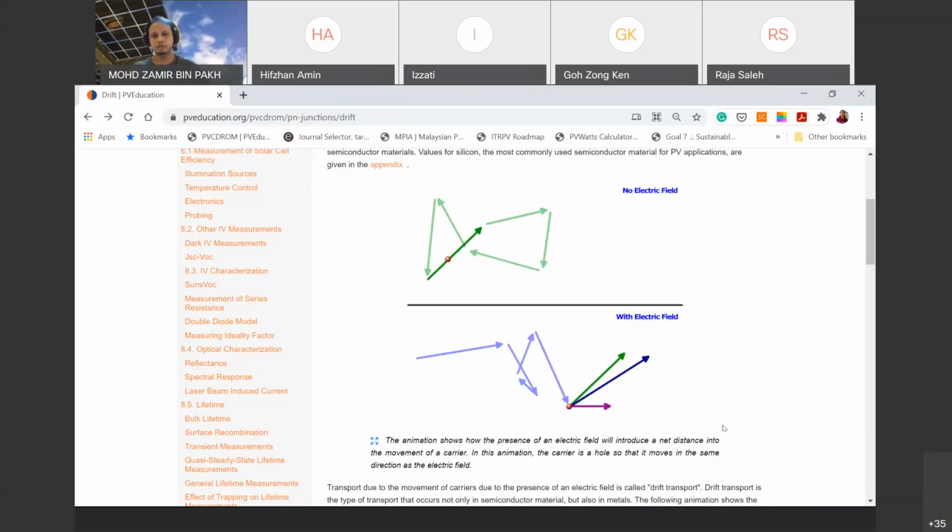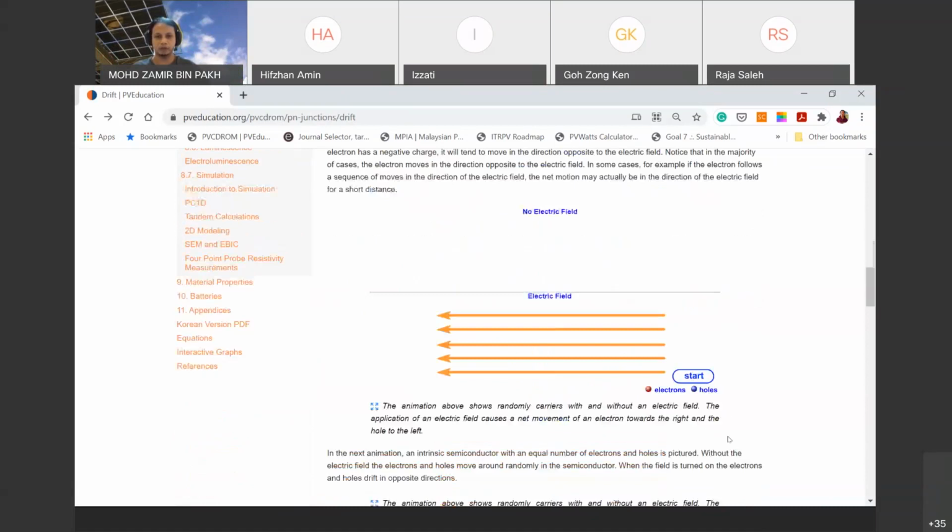So this is very good in order to illustrate the thing that we want to learn. For example, if you go down here, you can also learn about this. Press start. Look at that, the red one is electron, the blue one is hole. Just for us to illustrate. And then you can see that if there is no electric field, the case at the top, there's no net movement, they will just be moving about the same position more or less.